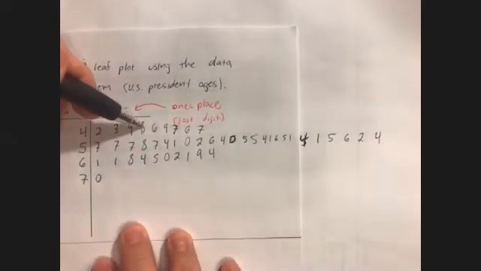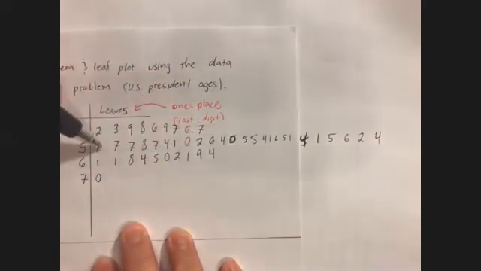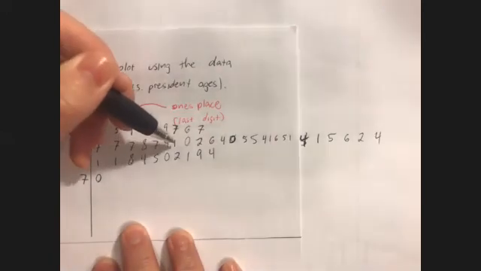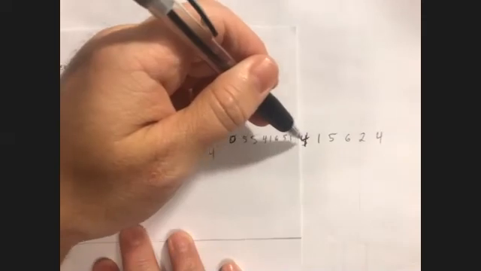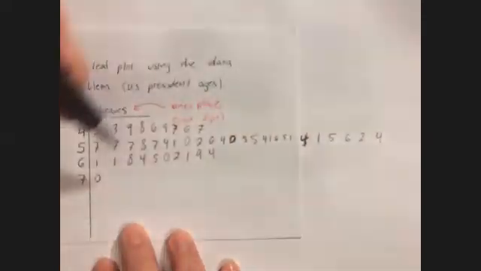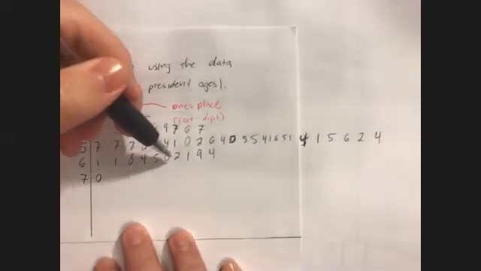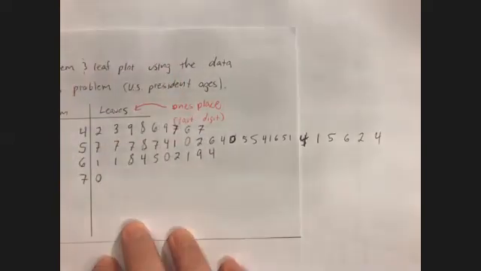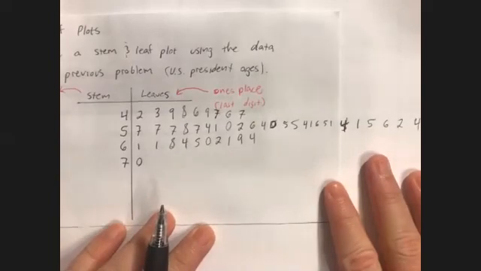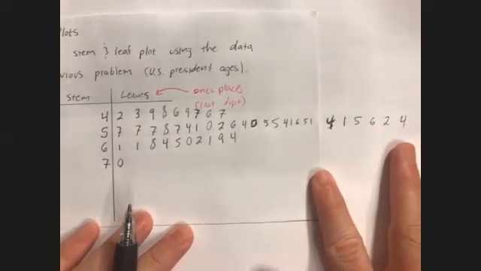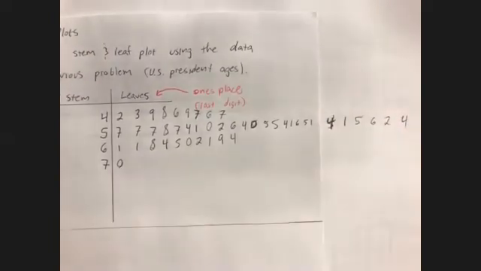1, 2, 3, 4, 5, 6, 7, 8, 9, 10, 11, 12, 13, 14, 16, 17. 45. Okay. So that is a stem and leaf plot. It's not the most beautiful, but there you go. Okay. So we're going to stop the video there. That pretty much wraps up 12.1.